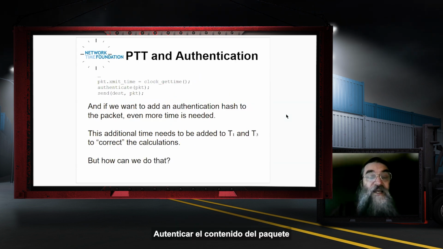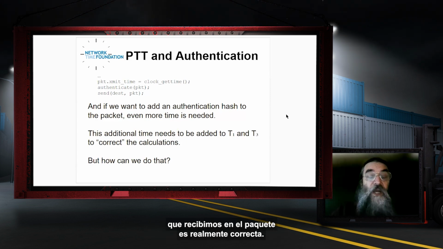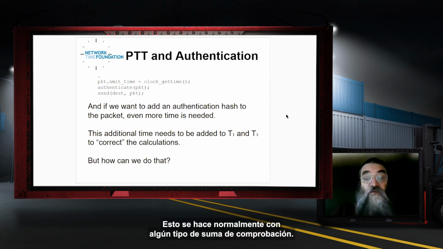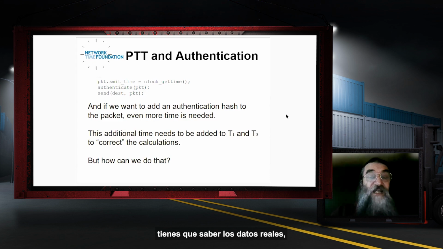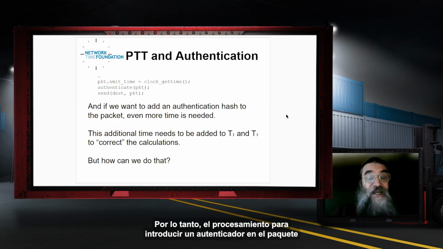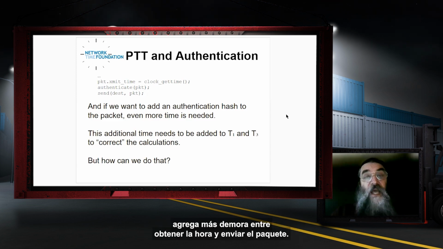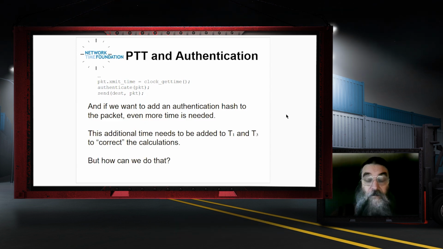Authenticating packet content increases the reliability that the time we got in the packet is actually correct. This is usually done with some sort of checksum. To calculate this checksum, you have to know the actual data, which means the time we're trying to send. So the processing time to get an authenticator into the packet adds more delay between getting the time and sending the packet.